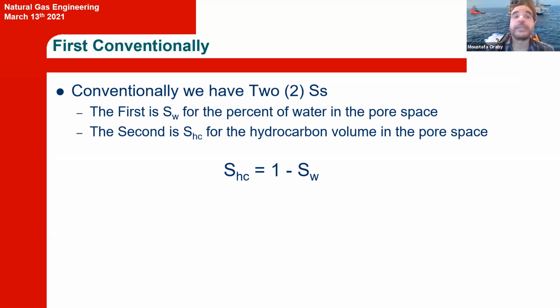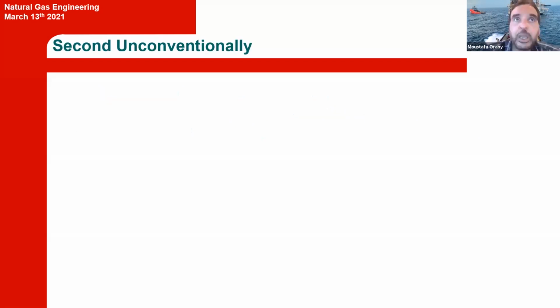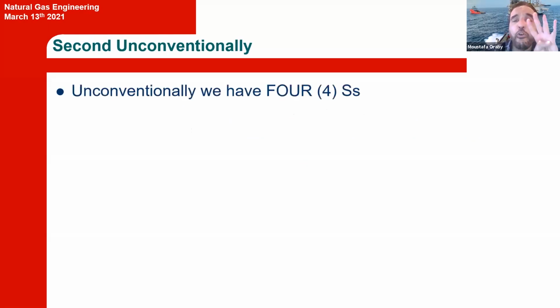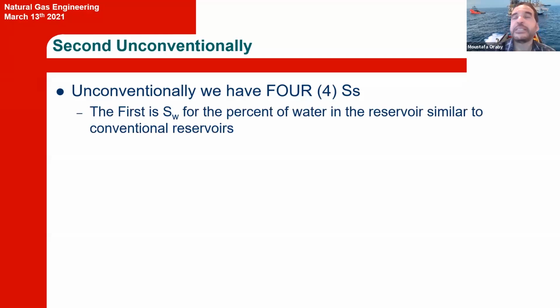Okay, that's not the case, guys, in unconventional reservoir. In unconventional reservoir, we have 4 S's, not 1, not 2. Okay, we have 4 S's. I need you to pay attention to this again. Okay, so unconventional reservoirs don't have only 2 S's. We have 4 of them. For sure, the first one is the same, SW, the amount of water in my unconventional reservoir, similar to the conventional one. But when it comes to hydrocarbon, we have 3 S's. We have S1, we have S2, and we have S3.